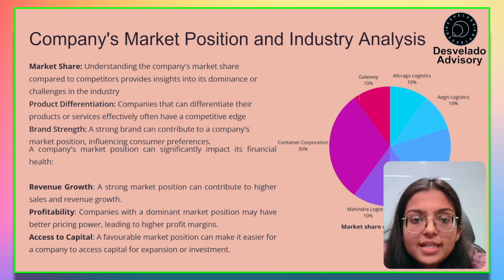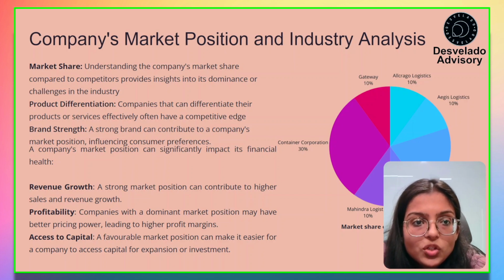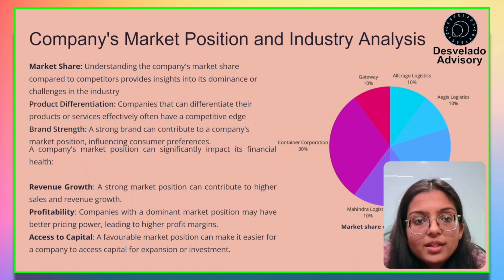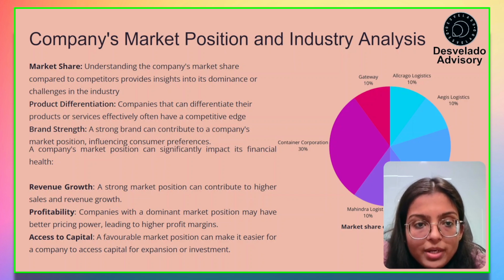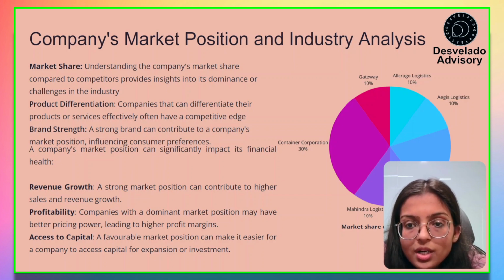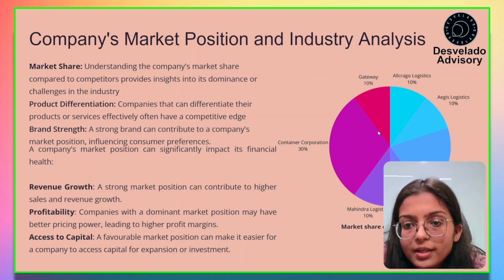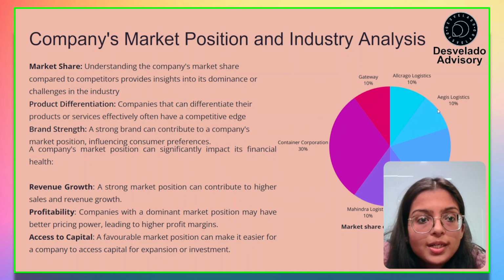So where does the company stand in its market compared to its competitors? In order to see where the company stands in the market, we should look at market share, product differentiation, and brand strength. Now, market share helps in understanding the company's market share compared to competitors, which provides insights into its dominance in the market. The attached graph is about Aegis Logistics, which tells us the market share of Aegis Logistics in the logistics industry. And as the logistics industry is very fragmented in the Indian market, we can see that Aegis Logistics also does not have a major market share in India.